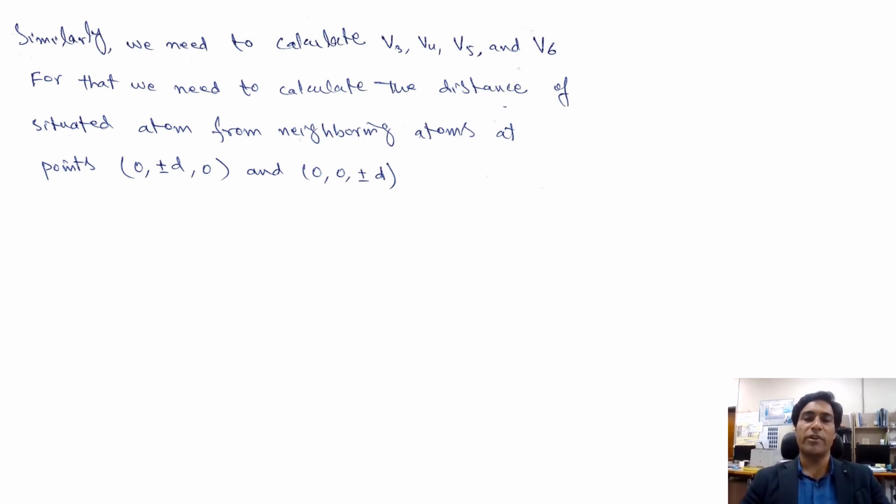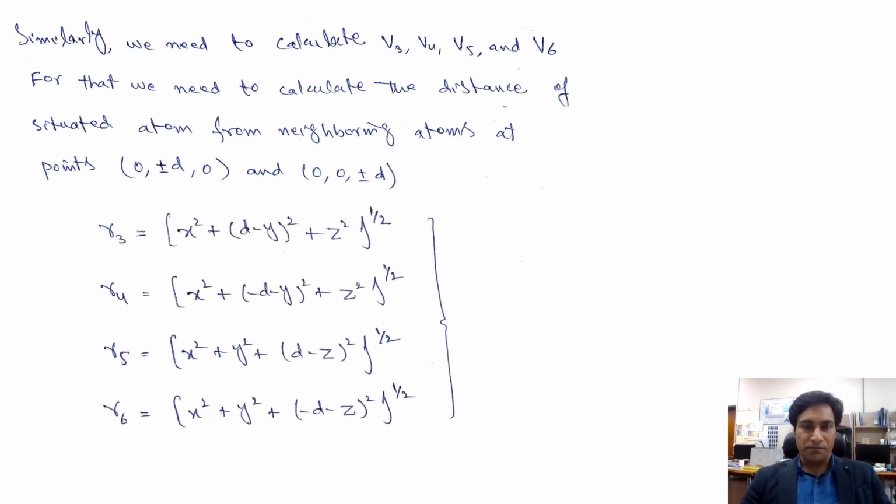Actually, in order to calculate each of these potentials like V3, V4, V5, we need to calculate the distance of the situated atom from neighboring atoms at points 0 plus minus d 0 and 0 0 plus minus d, and the first 2 points we already have calculated. So these are the remaining 4 points.